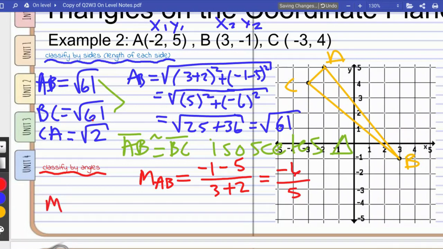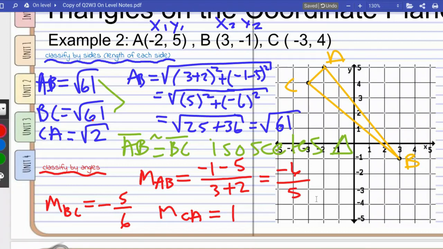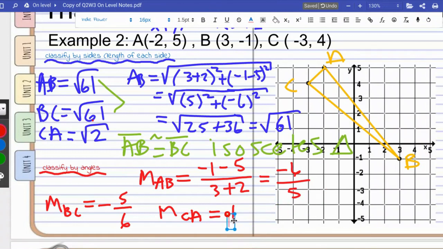If I find the slope from B to C using the formula, I get negative 5 over 6. And I find the slope of C to A or A to C, I get 1. Well, none of these are opposite reciprocal slopes. Negative 6 over 5 and negative 5 over 6, the fractions are flipped, but they're both negative. So the slopes really tell me nothing. All I can say is that this is not a right triangle. It appears to be a right triangle, but we don't know. So the only thing I can say here is it's not a right triangle.